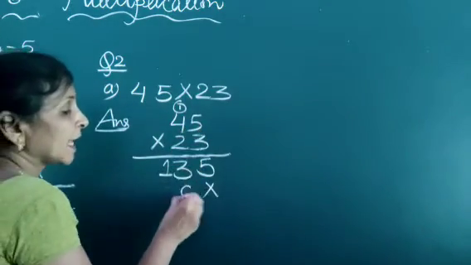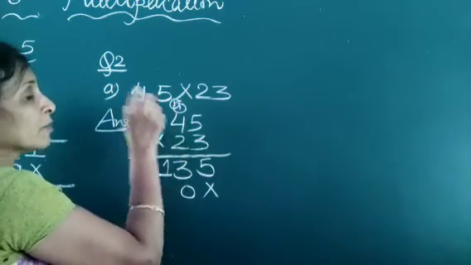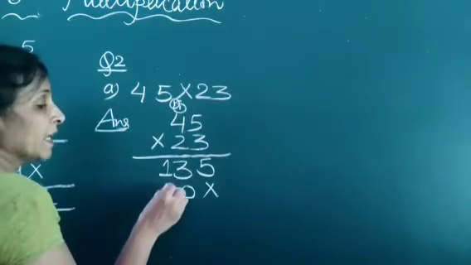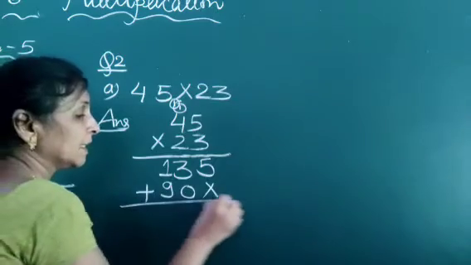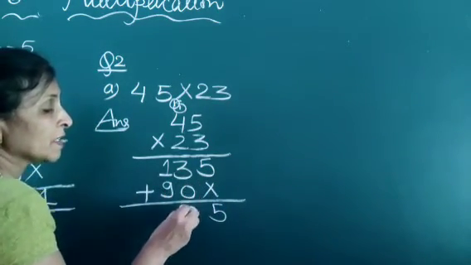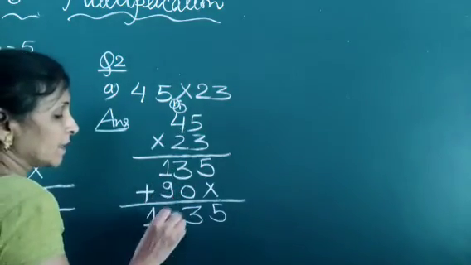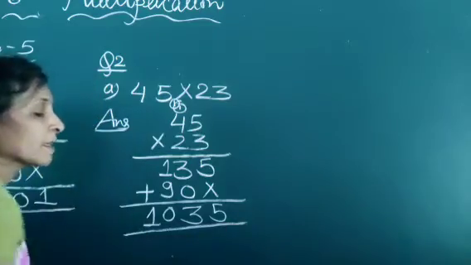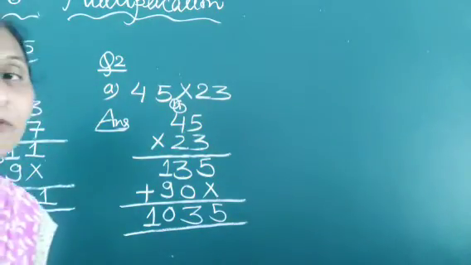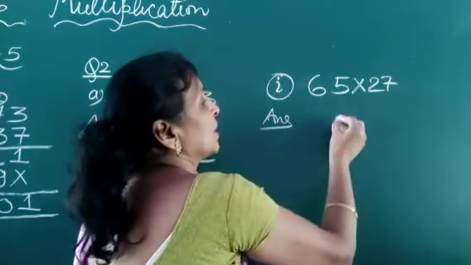Then tell the table of 2, 5 times. 2 fives are 10. 0 and put 1 carry over here. 2 fours are 8 plus 1 carry, then 9 comes. Now we add these two. Then 5 plus 0, that is 5. 3 plus 0, that is equal to 3. And 1 plus 9, that is equal to 10. So our answer is 1035.